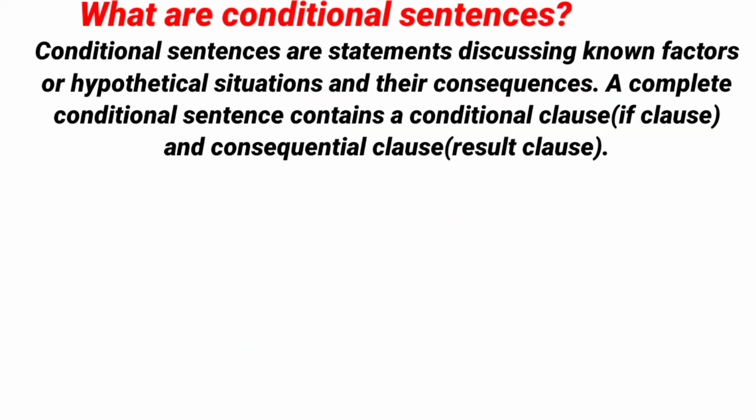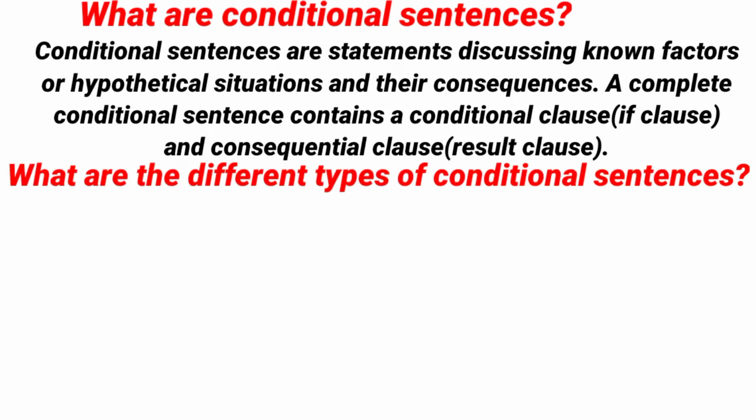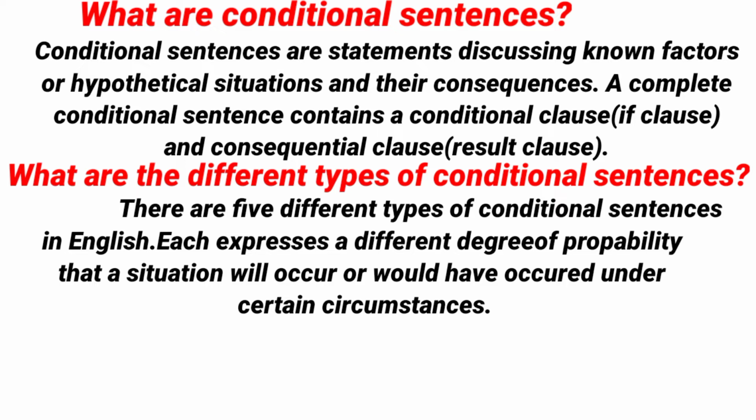So, what are conditional sentences? Well, conditional sentences are statements discussing known factors or hypothetical situations and their consequences. A complete conditional sentence contains a conditional clause and consequential clause. Now, what are the different types of conditional sentences? There are 5 different types of conditional sentences in English. Each expresses a different degree of probability that a situation will occur or would have occurred under certain circumstances.